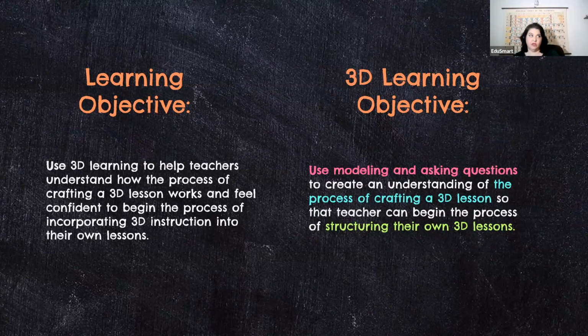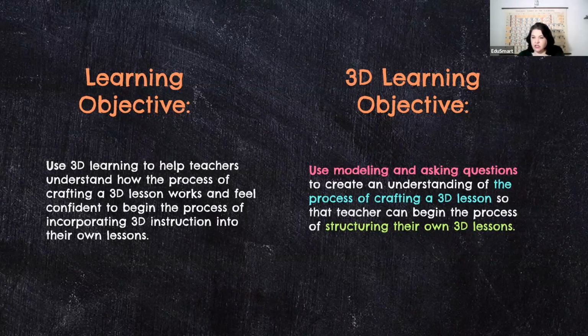Now, thinking about the fact that we're talking about structure and function, I want to look back on that anchoring phenomenon of Jenga. How do you think Jenga could be a reflection of structure and function? Like, can we see a relationship between that game of Jenga that is real life that the kids can relate to and the crafting of a 3D lesson using modeling and asking questions and actually starting that process? So we'll talk about that some more as we go along.